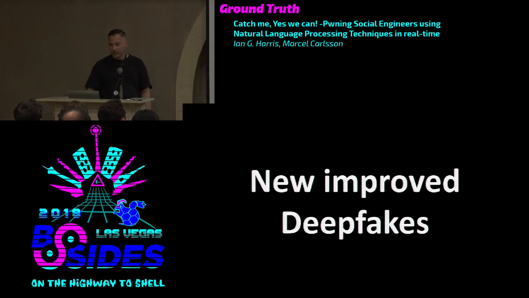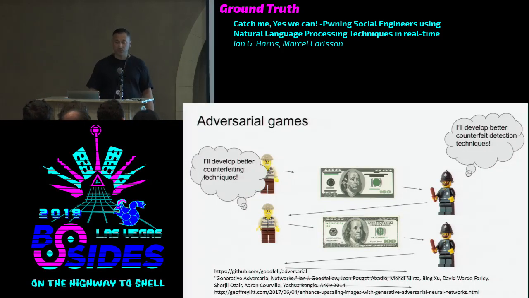Which brings us to stuff like adversarial games, right? It's a concept where you have two counterparts. One will produce fake stuff and submit it to someone who will judge whether it's real or not. Here, this example is dollar bills. And it's a cat and mouse game. So of course the faker will become better to trick the investigator who will look at this fake stuff. And the investigator will learn how to spot the fakes.